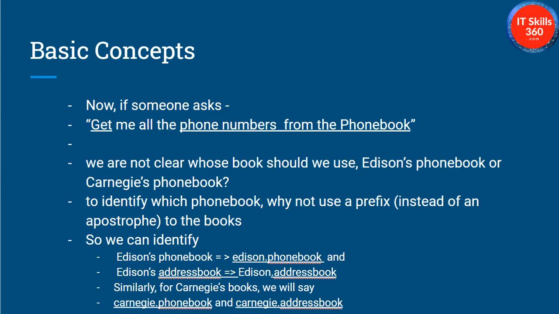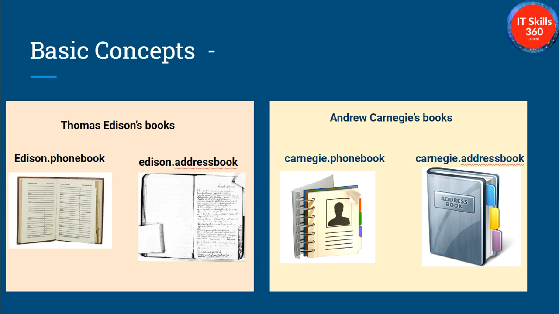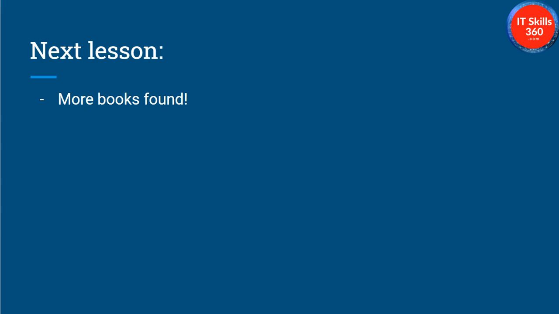To identify which phone book, why don't we do this? We already said Edison's phone book, so let's make a little change and put a prefix. Instead of Edison's with an apostrophe, we'll call it Edison dot phone book. Similarly, Edison's address book we'll call Edison dot address book, and for Carnegie, the same thing: Carnegie dot phone book and Carnegie dot address book. So now we still have four books, but we are clearly identifying Edison dot phone book, Edison dot address book, so no confusion about which phone book should arise. Each one is called by that specific name.